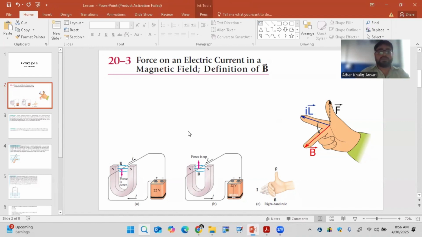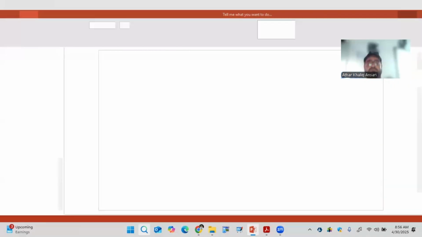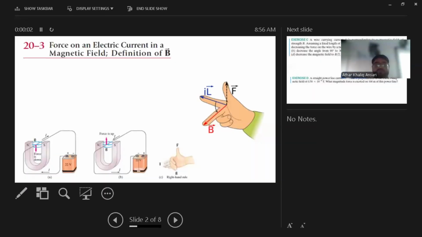To calculate the amount of that force, we will first talk about the magnitude of the force, and mathematically the magnitude of the force is F equal to ILB sine theta. What are the components here in F equals ILB sine theta? F is representing the force.